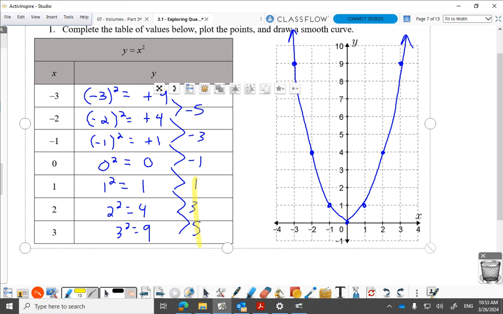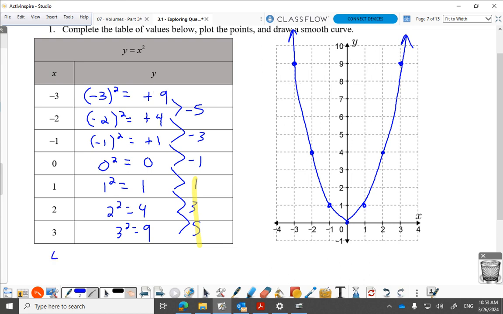1, 3, 5. Interesting. Is the next one 7? Could it be that simple? I don't know if it's simple. Does the next one go up by 7? It does. Now we've got a graphing shortcut for parabolas.